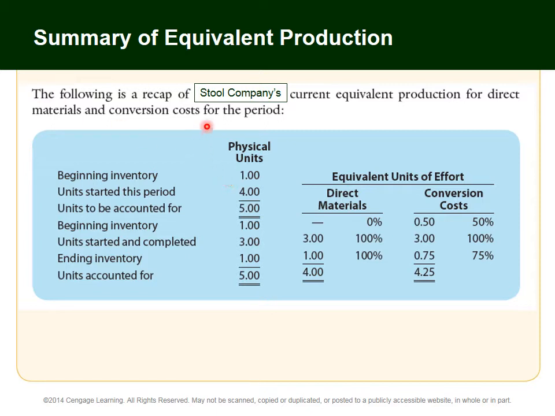So here's the way we can recap this, and this is the chart that we use. If you were the manager in the stool company, you actually touched 5 stools. You had 1 in beginning inventory. You added no materials, but you did half of the conversion. You had 3 that you started and completed. Notice it's 100% across the board. And your ending inventory consisted of 1 physical unit that you put all the materials in, and you did 75% of the conversion. So you touched 5, you sent 4 to finished goods, and you converted 4.25.